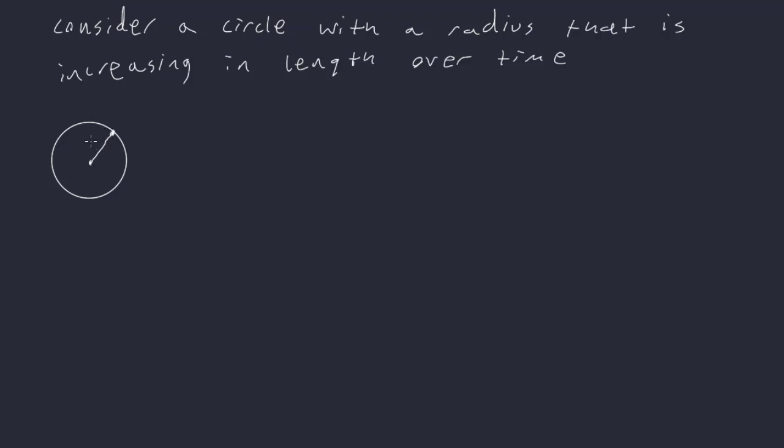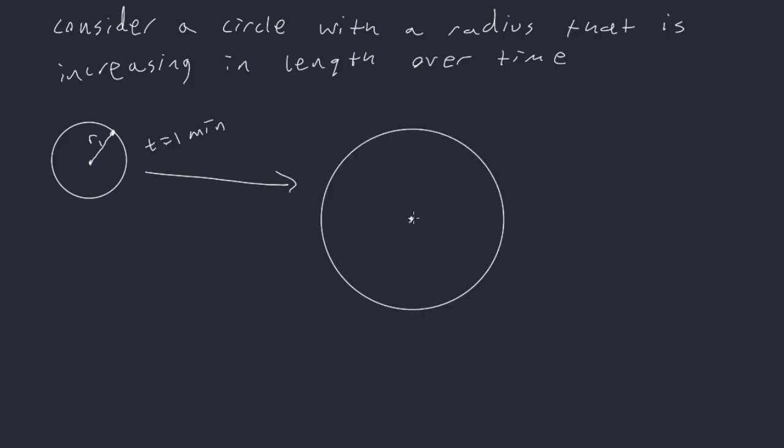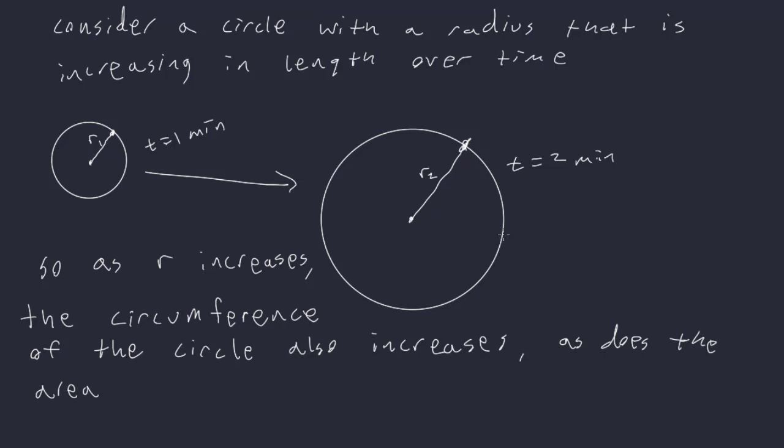And this is, say, at time. We'll call this radius 1, and this is at time, let's say, 1 minute. All right, and it's increasing at a certain rate such that at, say, time 2 minutes, it's now reached this next length. Okay, so now its radius is at, say, r2 at t equals 2 minutes. Now, as r increases, in order for this to continue being a circle, the circumference of the circle also has to be increasing, as does the area. Okay, now hopefully that makes sense.